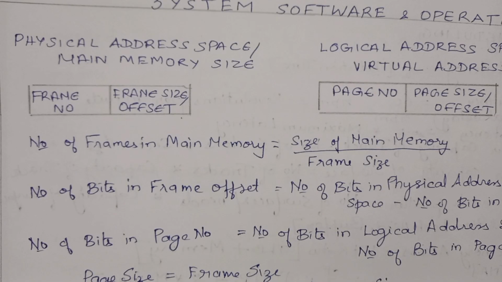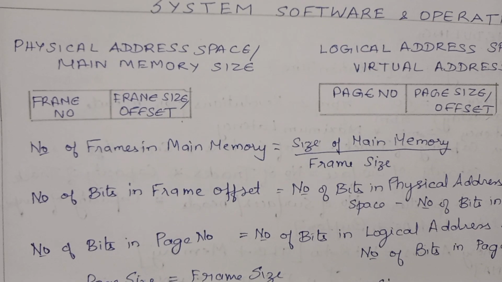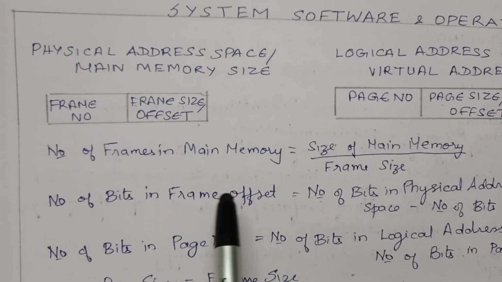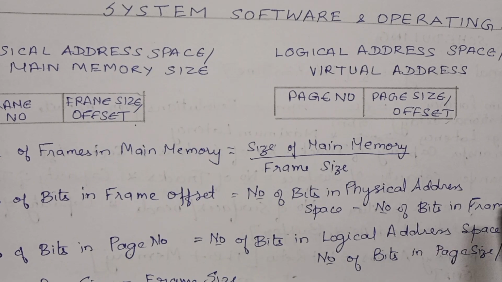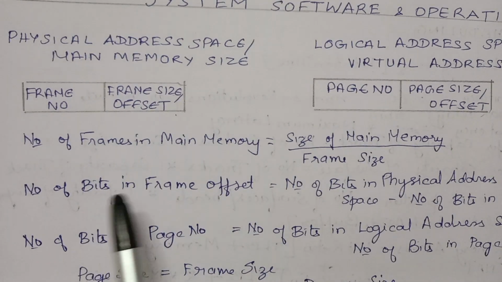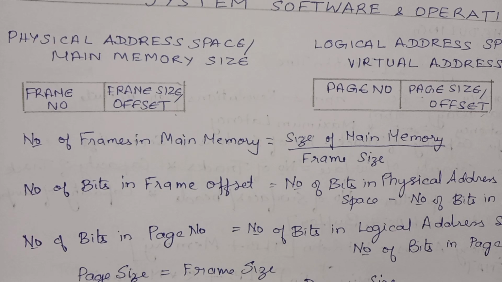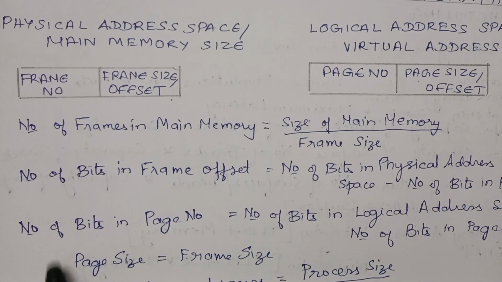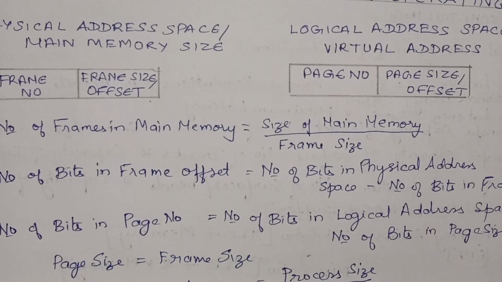Formulas from system software and operating system. Physical address space is the main memory space. It consists of frame number and frame size, or offset. Logical address space, otherwise called virtual address, has page number and page size, or offset. The number of frames in the main memory is the size of the main memory divided by the frame size. The number of bits in the frame offset is equal to the number of bits in the physical address space minus the number of bits in the frame number.